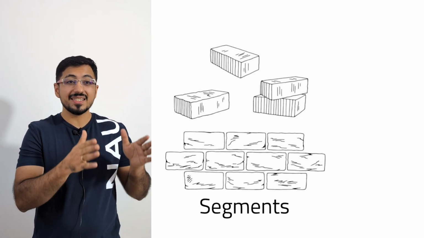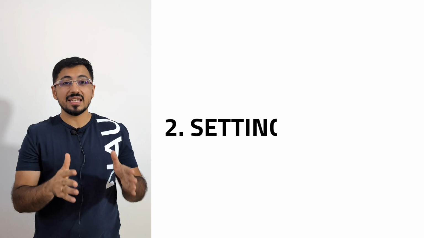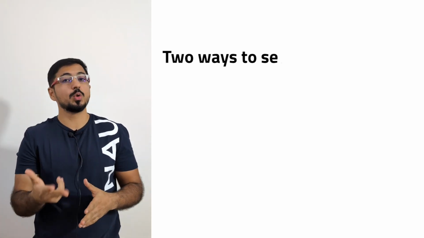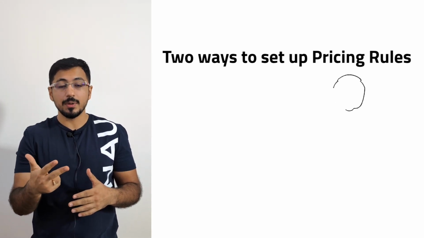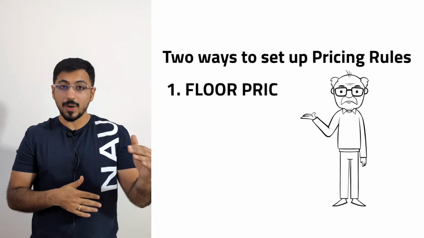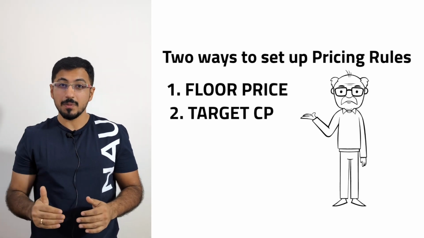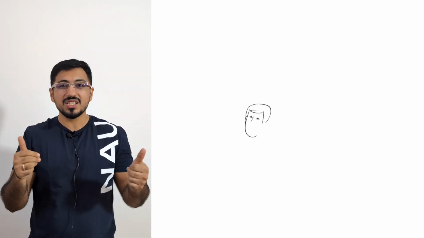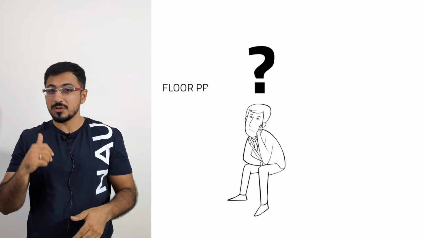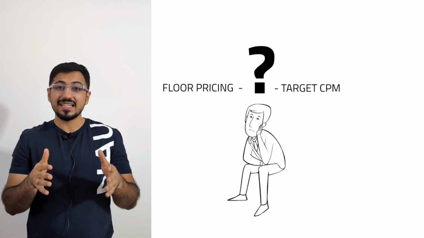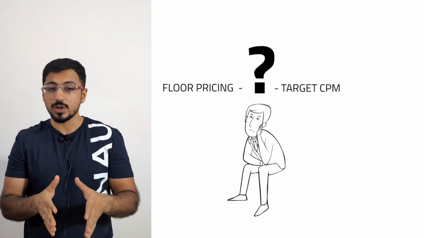Now that you've defined the segments of your pricing rules, it's time to set up the pricing for these segments. There are two ways in which you'll be able to set up the pricing for these segments. Either you can set up a floor price or provide a target CPM. In this video tutorial, I'll be covering which of these choices is better for you, whether you should go in for floor prices or target CPMs. It depends upon your needs, but I'll tell you which is the most optimal choice for you.